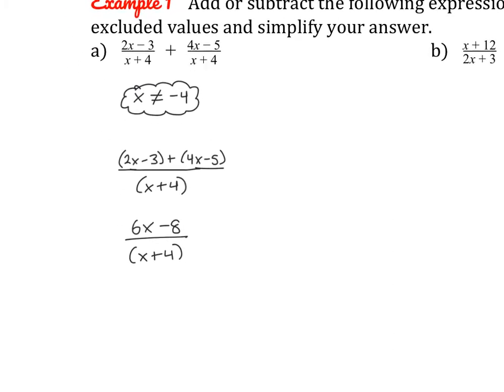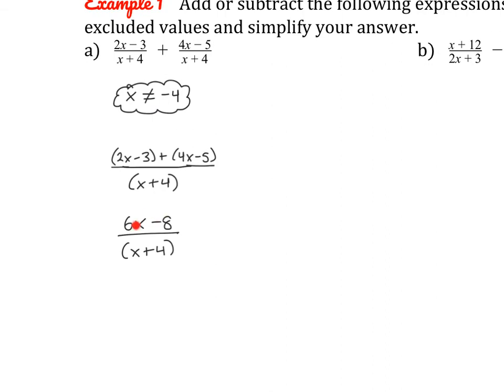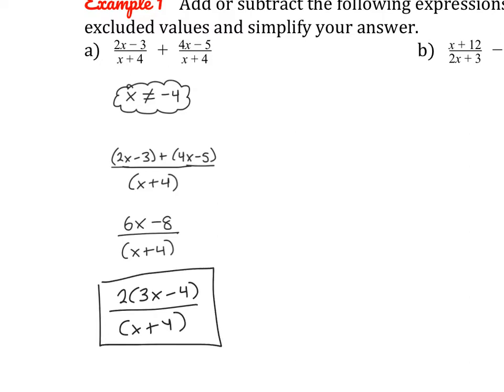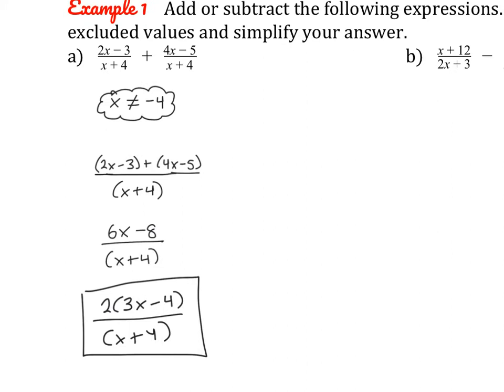And then just to see if we can simplify it at all, we should factor our numerator. Our numerator does have a GCF of 2, so we can factor out that 2. So we get 2 times 3x minus 4 over x plus 4. So you can see here that there are no common factors to simplify. So we can leave our answer like this, or we could multiply it out like the step above. Either one is fine.